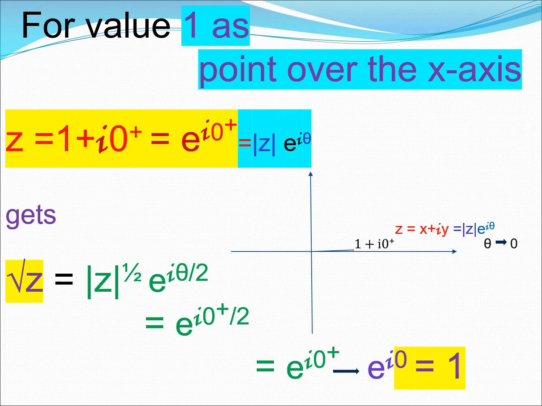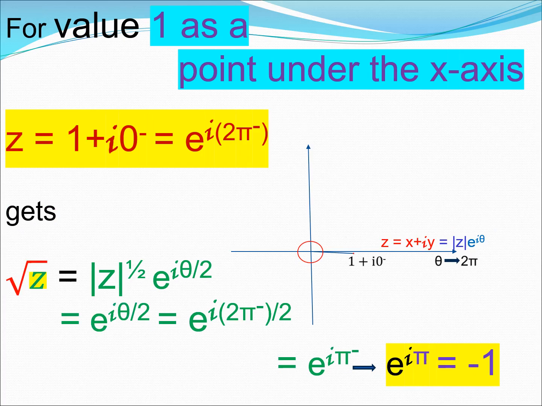Now, when the value 1 is above the x-axis, we see that theta will be approaching 0. So in that case, square root z will be approaching 1 for z is equal to 1. In the other case, when we find this value 1 under the x-axis, we see that the argument theta is near to 2 pi, approaching 2 pi. So in that case, square root z or square root 1 will be approaching minus 1.